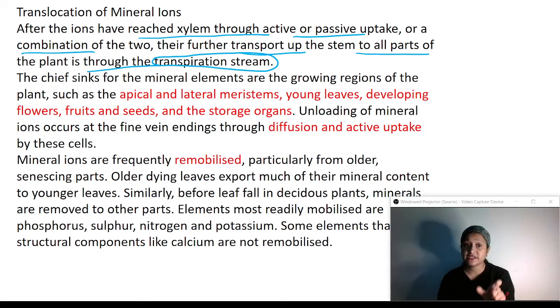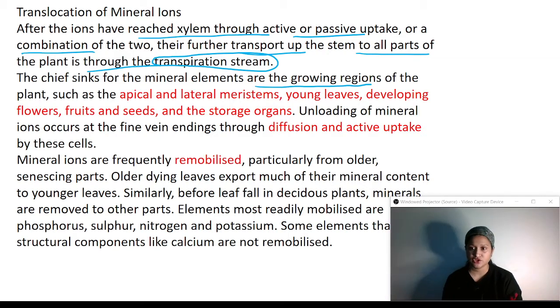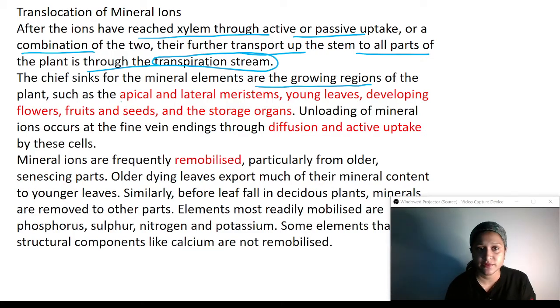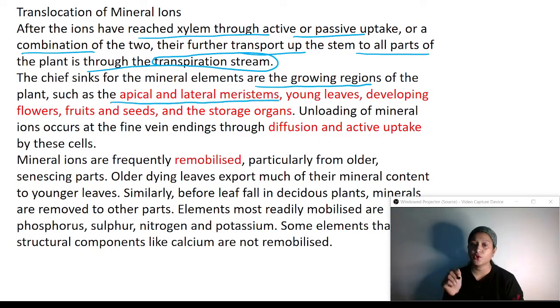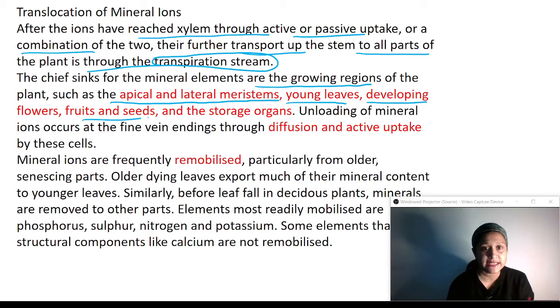Now the chief sink of the mineral elements are the growing regions. भाई मिनरल की जरूरत किसको है? जो सिंक एरिया है वो कौन सा है जहाँ पे ये पहुंचेंगे? Actually the area which is actually growing, जो grow हो रहा है, जो already grow हो चुका है, that will not need the minerals. So we can say the apical and the lateral meristem need this because here the cells are dividing at a very fast rate. Young leaves need this, developing flowers, fruits and seeds, and the storage organs.